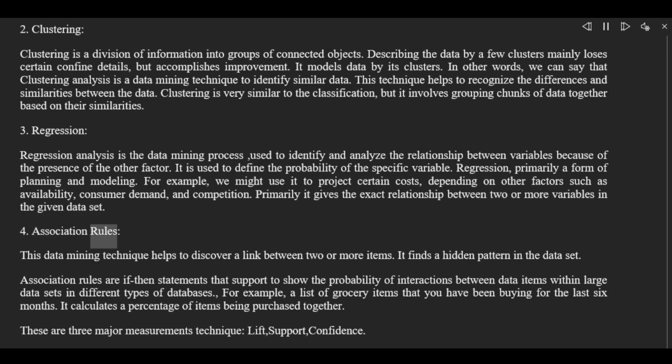4. Association rules. This data mining technique helps to discover a link between two or more items. It finds a hidden pattern in the data set. Association rules are if-then statements that support to show the probability of interactions between data items within large data sets in different types of databases. For example, a list of grocery items that you have been buying for the last 6 months. It calculates a percentage of items being purchased together. These are 3 major measurement techniques: lift, support, confidence.